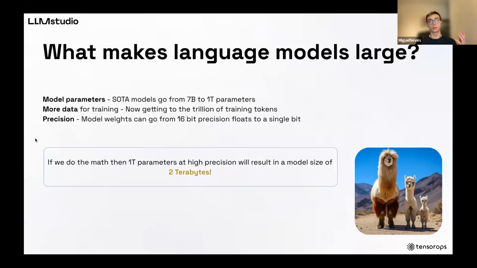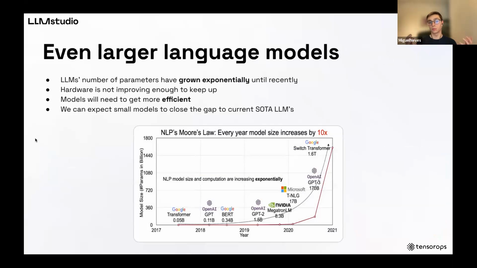Now, I'd like us to take a step back and look at how we got here. How did models actually get so big? If we look at this graph, we can see that from 2017 models have been increasing exponentially in size. In fact, they've been increasing by a factor of 10x each year, which is just amazing, right?